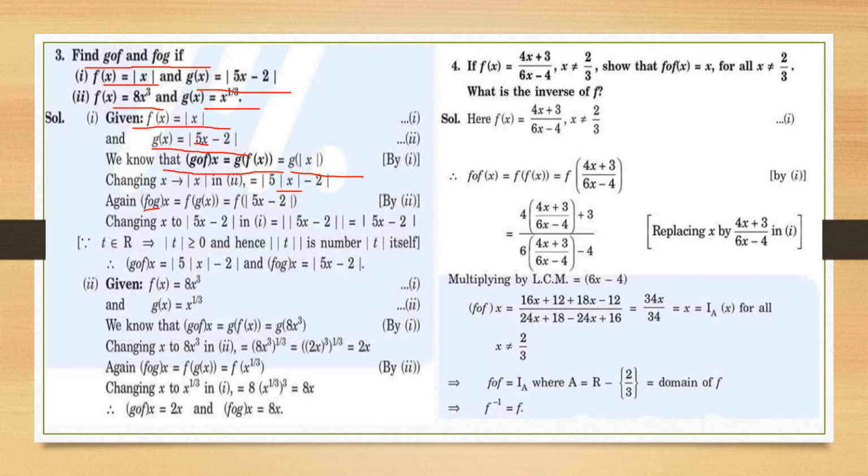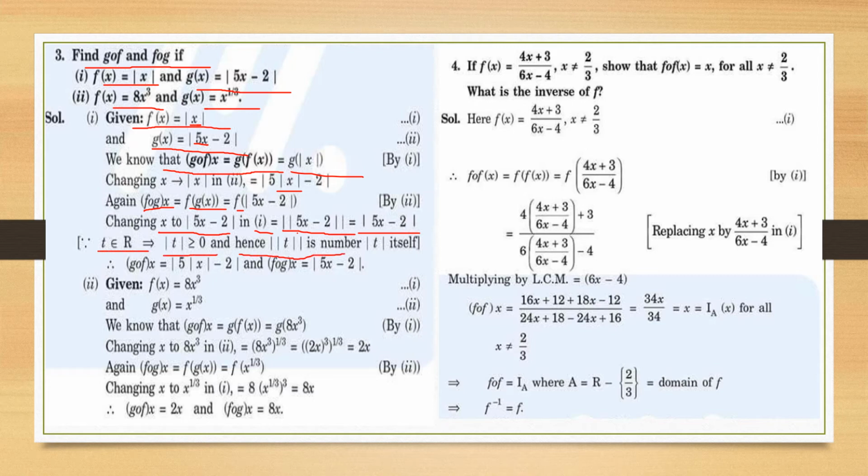Right? Now again f∘g of x will be f of g(x), like f of who is g(x)? g(x) is your mod of 5x minus 2. Okay. Now I have to change x with my mod 5x minus 2 in equation number 1. So what does it become? See, this x is to be replaced by mod of 5x minus 2. So it becomes double mod. One mod is for this mod x and the other, the x is also in mod. So it is mod of mod of 5x minus 2, which is your mod 5x minus 2, right? Because if t belongs to R, then mod t is always positive.